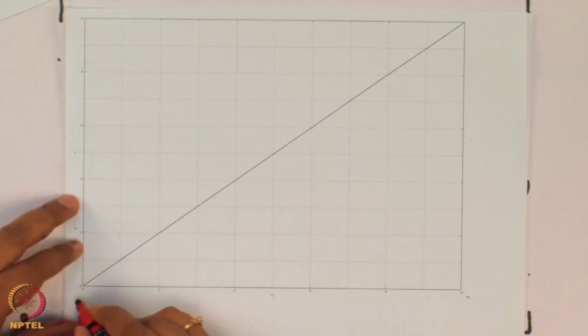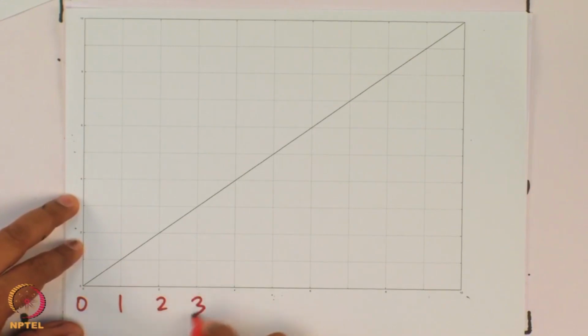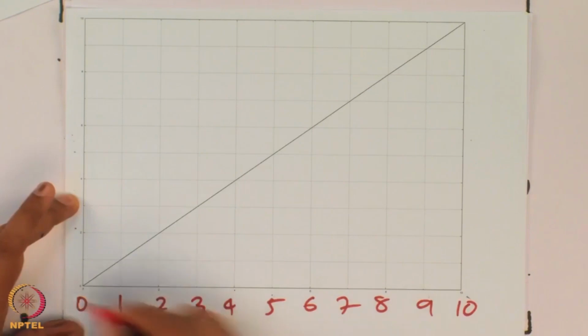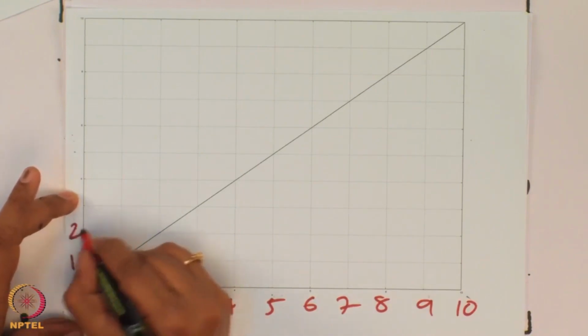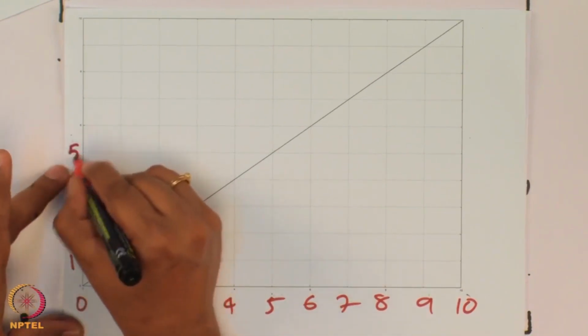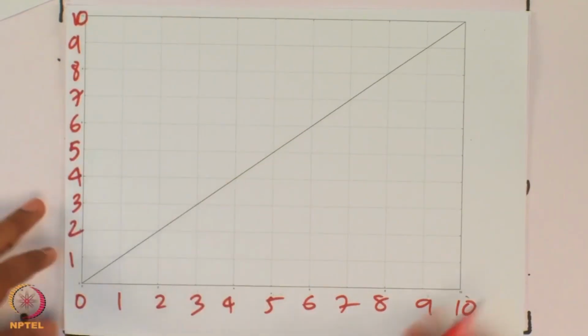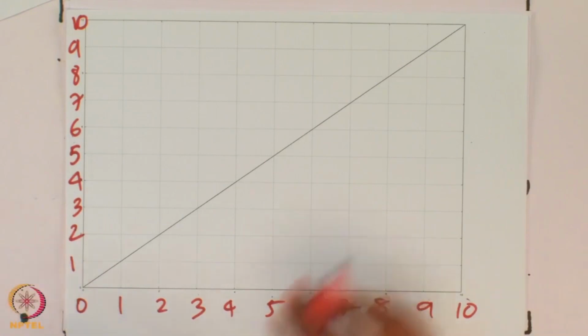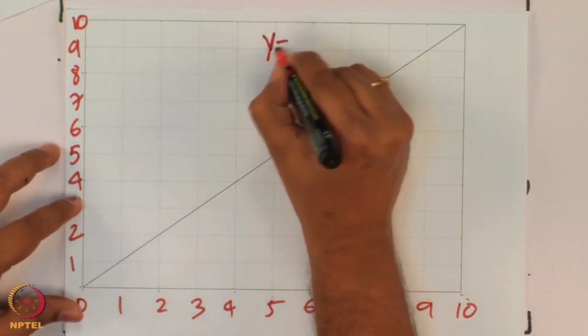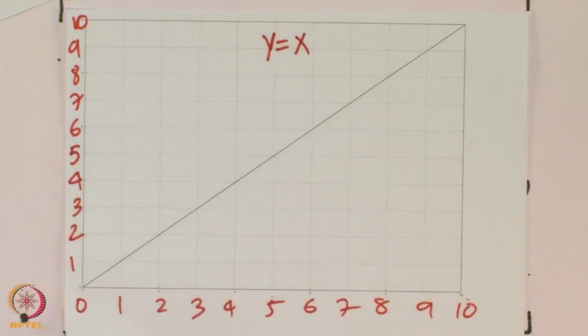So again, this is the same curve, 1, 2, 3, 4, 5, 6, 7, 8, 9 and 10, and here is 1, 2, 3, 4, 5, 6, 7, 8, 9, 10. So this is the curve which is y is equal to x. Now I can take any two x values. So how do we calculate slope? Take any two x values you want.